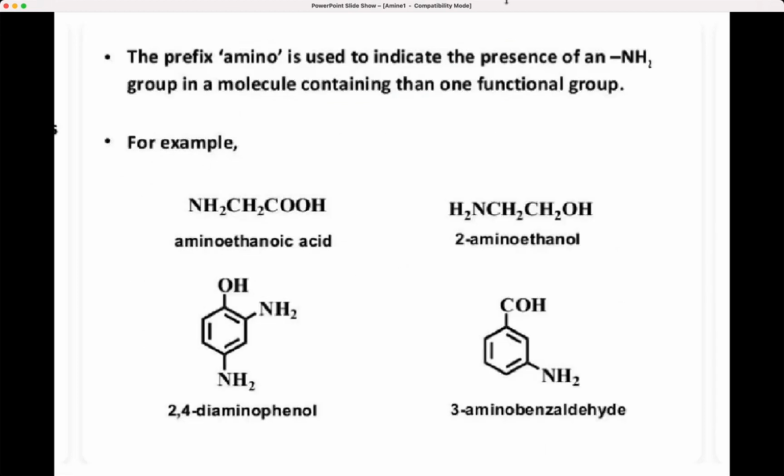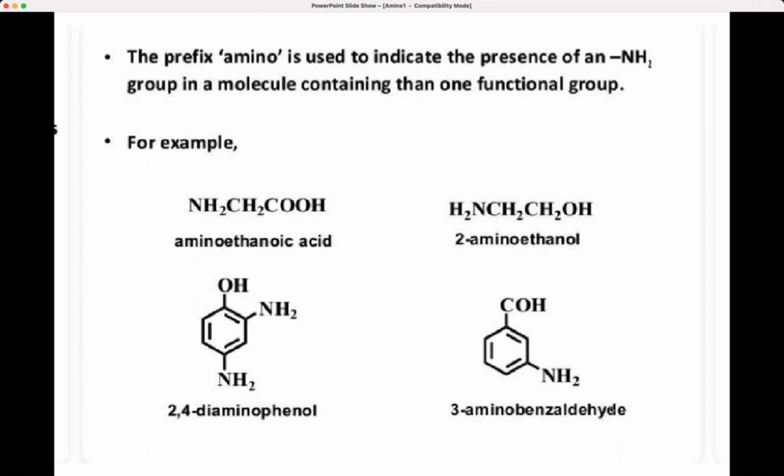Next, you use the prefix amino to show the presence of an NH2 group in a molecule which has more than one functional group. Here you can see aminoethanoic acid, for example NH2CH2COOH. If it is 2-aminoethanol, NH2CH2CH2OH, you can also write H2N. So CH2 is repeated twice. This is the structural formula.